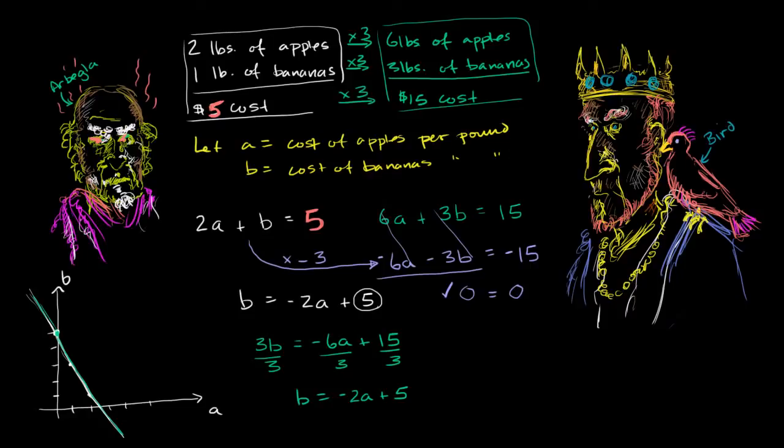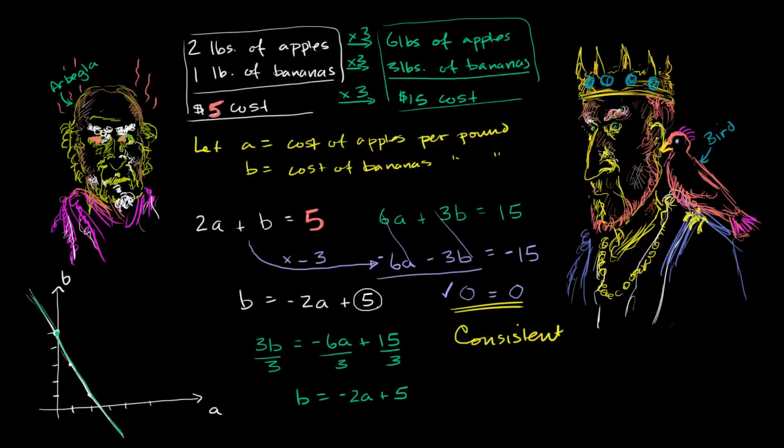So for any per pound prices of apples and bananas, if you buy exactly 3 times the number of apples, 3 times the number of bananas, and have 3 times the cost, that could be true for any prices. And so this is actually consistent. We can't say that our Begla is lying to us, but he's not giving us enough information. This is what we call a consistent system. It's consistent information here. So let me write this down. This is consistent. 0 equals 0. There's no shadiness going on here, but it's not enough information.